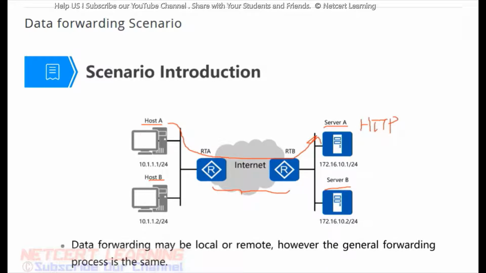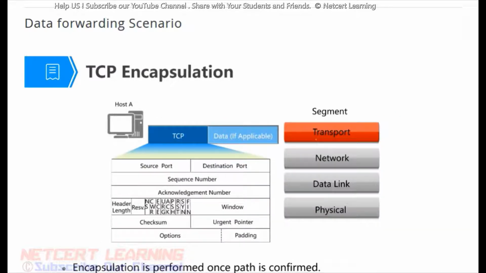Then how does host A send the packet, sending data to server A, the whole process? We will explain this. First, host A needs to send the data to server A. So the application layer first sends the data. This is the data of the application layer, then it is sent to the transport layer.